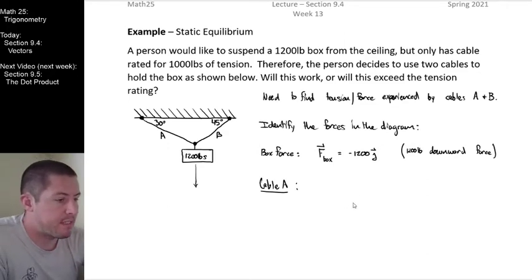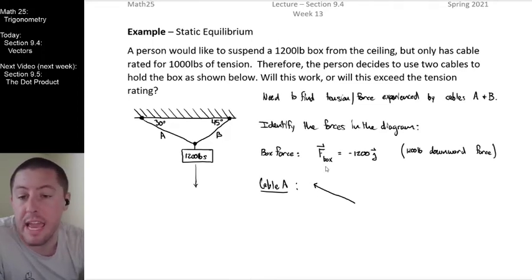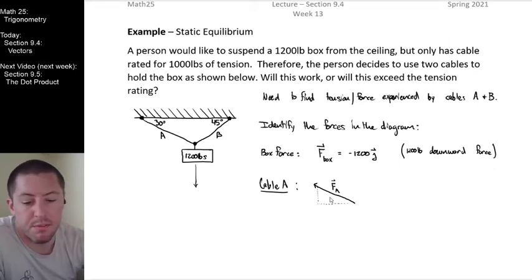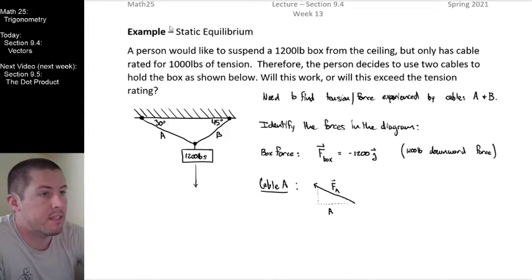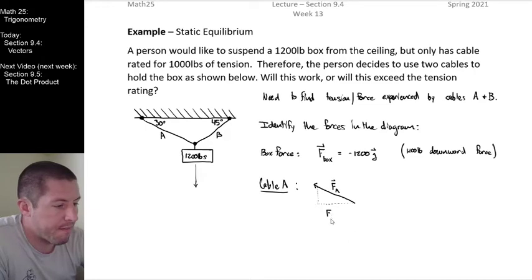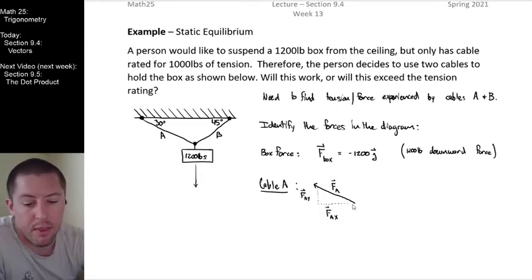And so what I'm thinking to myself is that for cable A, we should be getting this as our vector, right? That's the direction the cable is pulling. The cable is pulling to hold the box up right there. This is my force associated with cable A right here. And what I'm thinking to myself is I don't know what FA is, but I am thinking it should have some horizontal and some vertical components here. So I'm going to call these FAX and FAY right here. These are my horizontal and vertical components associated with this.